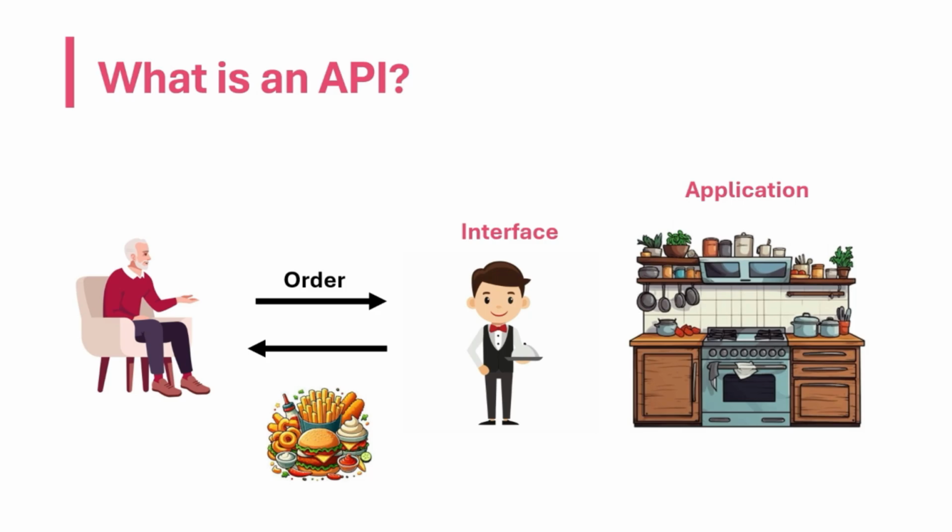So let's understand it in technical terms. Basically, when you give orders, in between there is a channel. Here in our example, it was a waiter, but in technical terms, it is an interface, and it goes to the application. Here, our application was the kitchen. So basically, the interface takes your request to the application and brings back a response for your query.